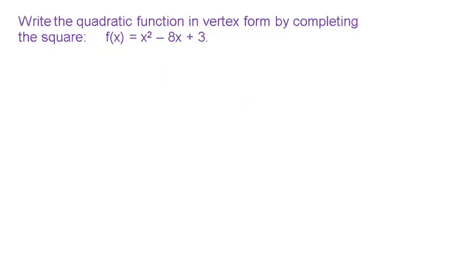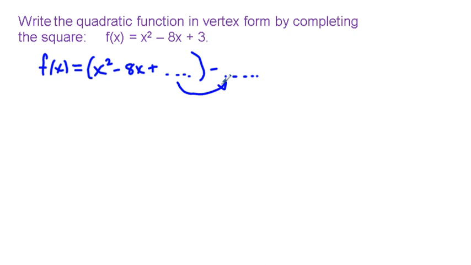Next problem. Write the quadratic function in vertex form by completing the square. Now here we have x squared to the first power. We're going to rewrite this as f of x equals, we'll have a parenthesis here, x squared minus 8x, and we're going to have plus some number we don't know. And outside of this parenthesis, we're going to subtract that same number. These two numbers here, at which the arrows are pointing each way, are going to be equal to each other, and then we bring down this plus 3.